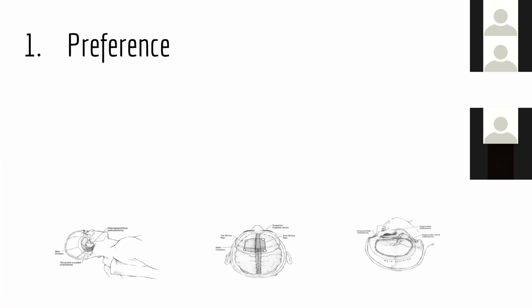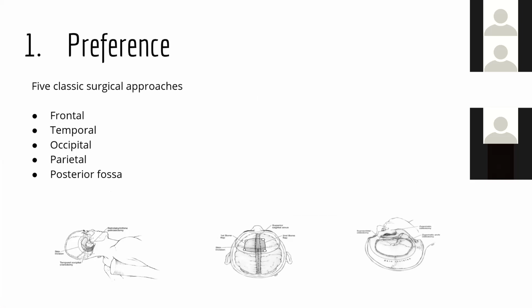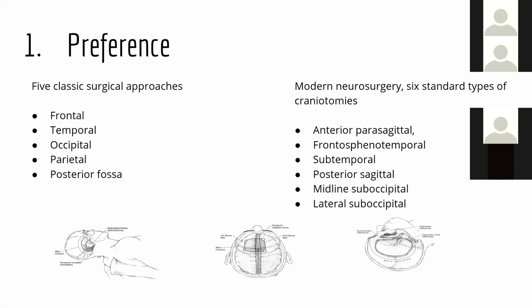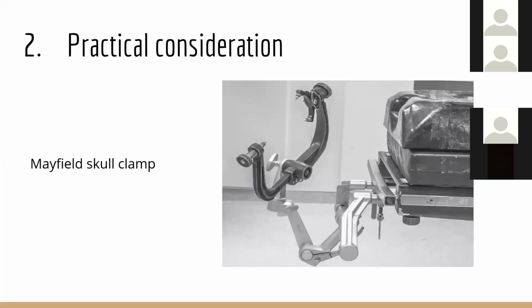So preference, first point. There are five classical surgical approaches, based on the location and position: frontal, temporal, occipital, parietal, and posterior fossa. Then there are modern neurosurgical standard types. So these are anterior parasagittal, frontotemporal, etc. So these are the preferred neurosurgical positions. This is the preference. Now, practical consideration.